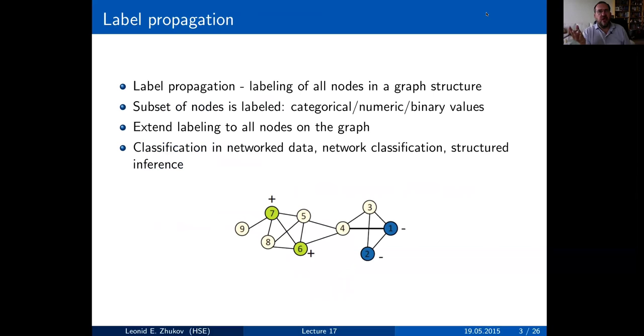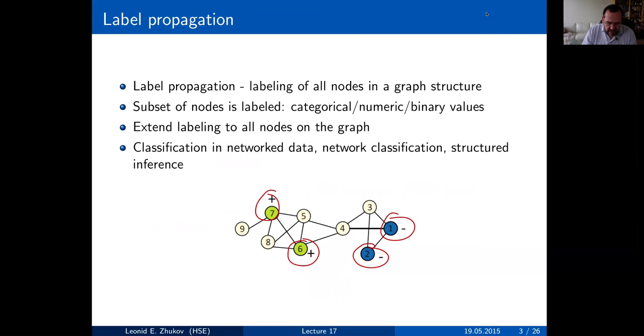So first of all, what's label propagation? Well, it is what it's called, right? It is labeling of all nodes on a graph structure if you're given a few nodes with labels. If you look at this picture, we have two nodes that are positively labeled, with a label plus, and two nodes negatively labeled. So the question is, if we have that information, is it possible to predict labels, or in this case, coloring of the rest of the nodes?